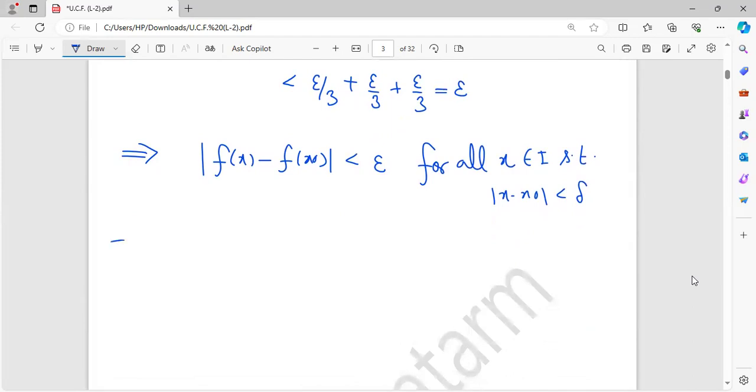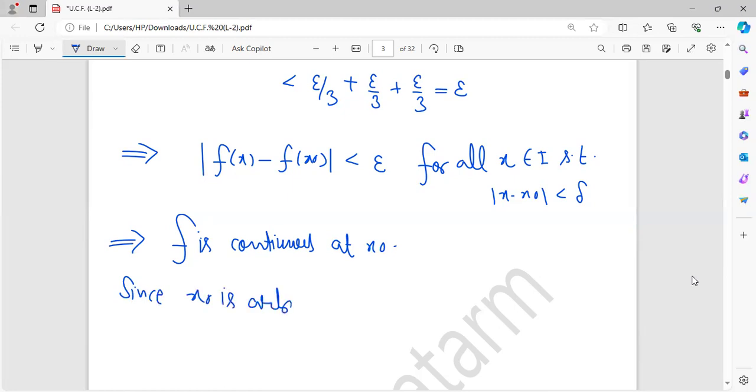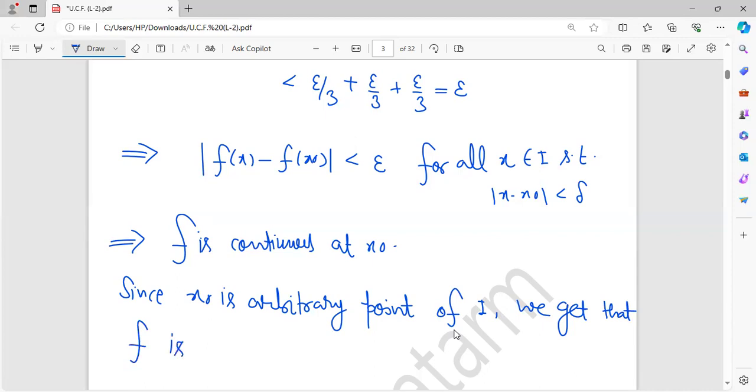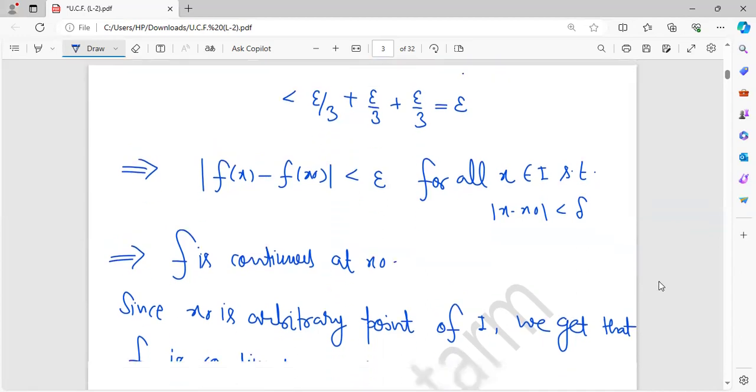It means f is continuous at x0. Since x0 is an arbitrary point of I, we get that f is continuous on I. Okay. So we have proved this result.